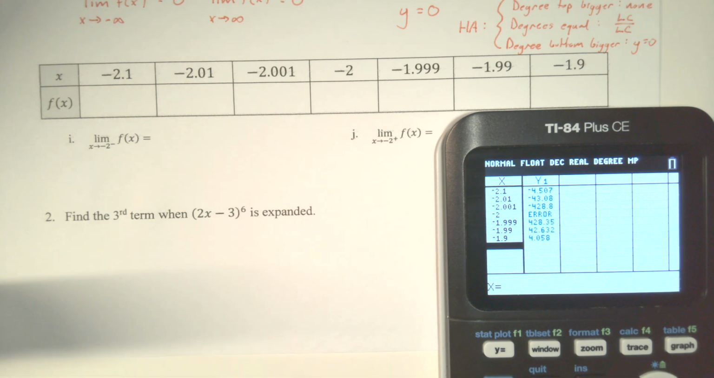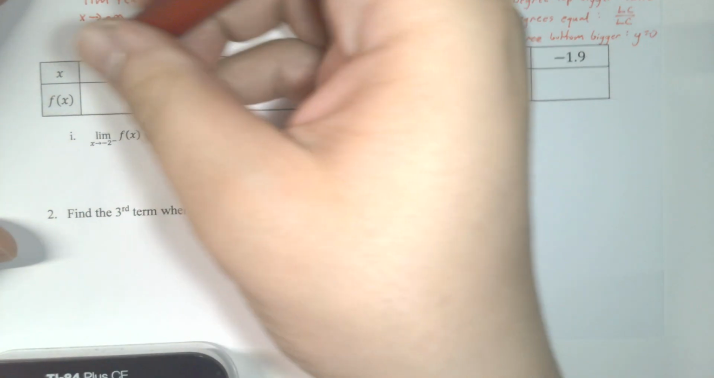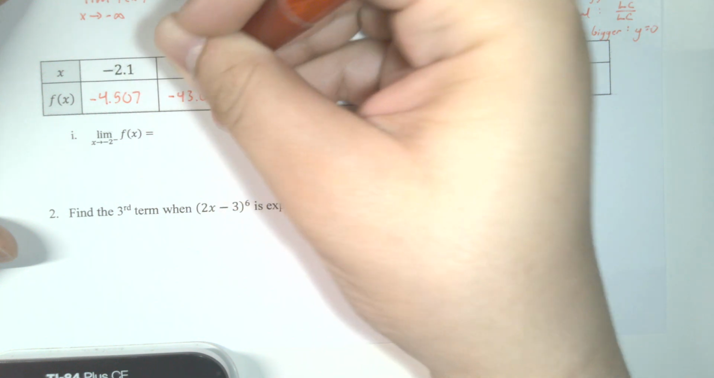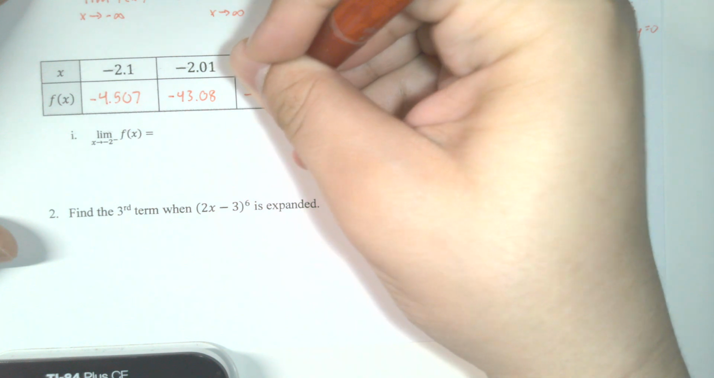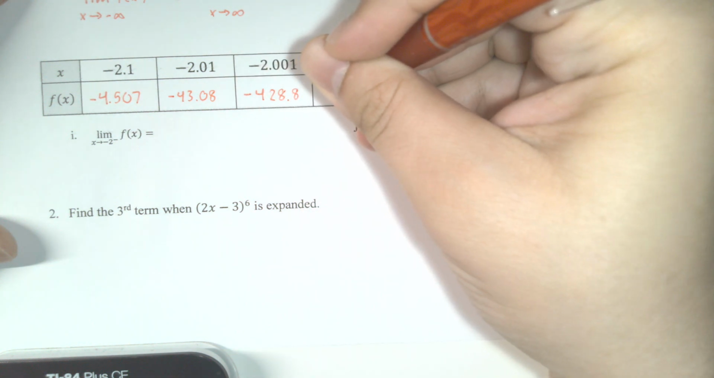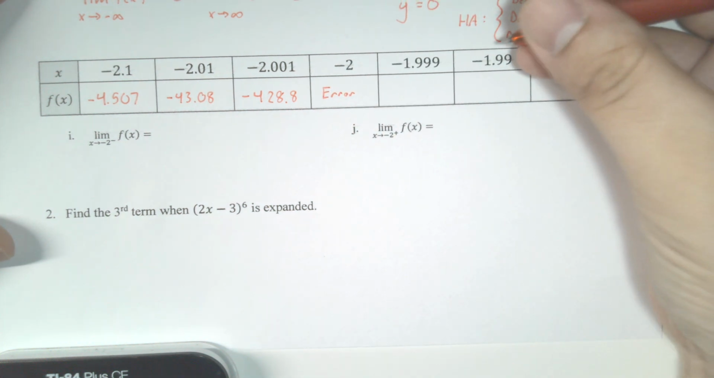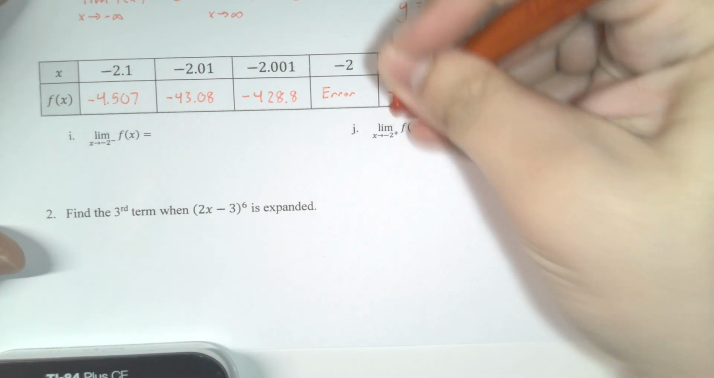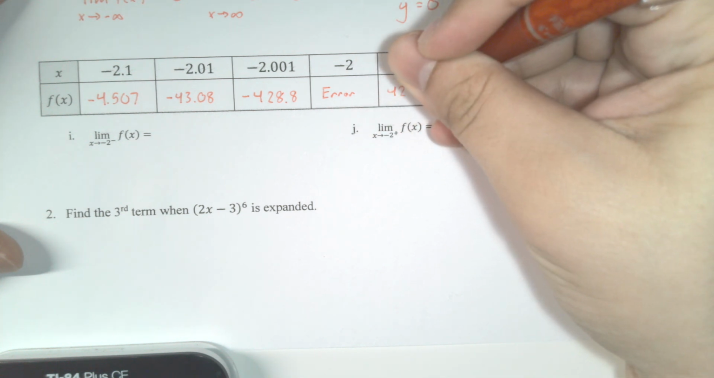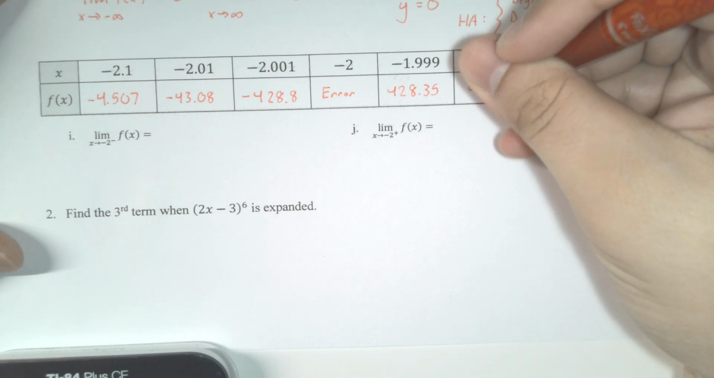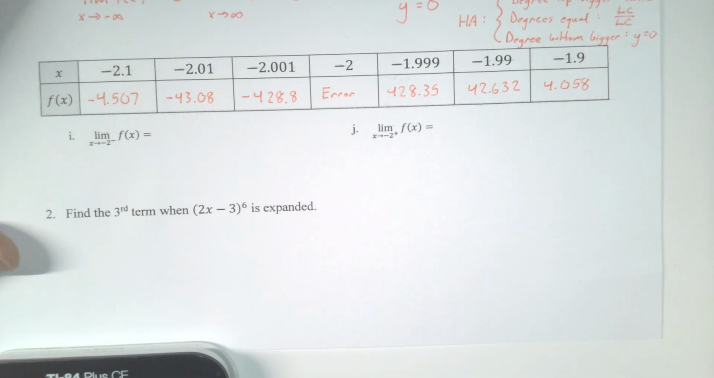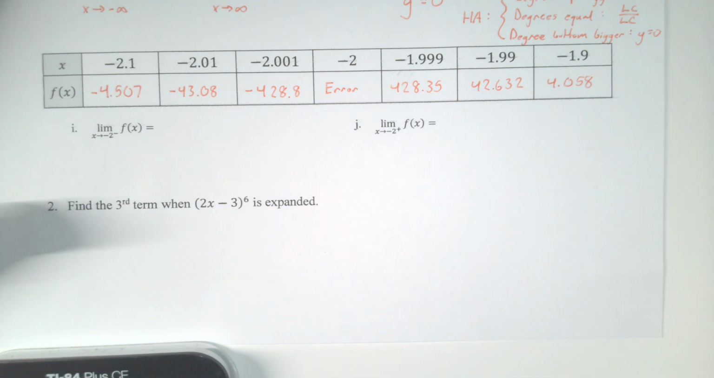You can pause and just write down these values, but we can see that the values we have for -2.1, we have -4.507, then we get -43.08, then we get -428.8, we get an error, and then we have, sorry, looking at the wrong column. Then we have 428.35. We have 42.632, and then we have 4.058. So with this information, we can kind of figure out what's going on.